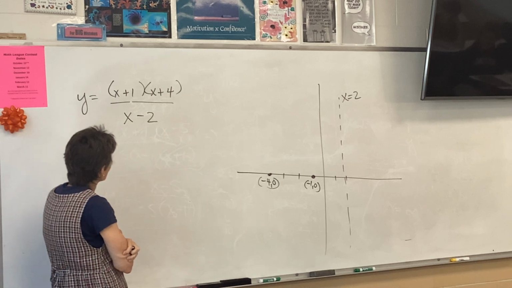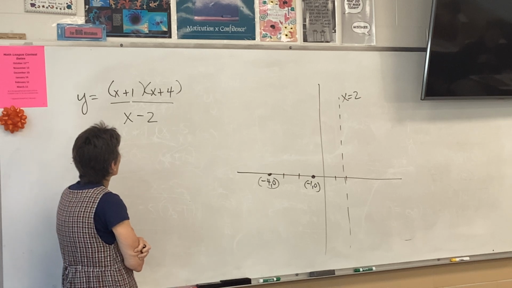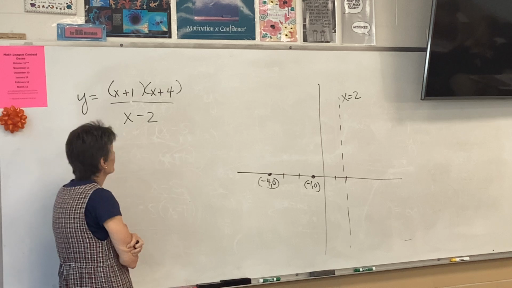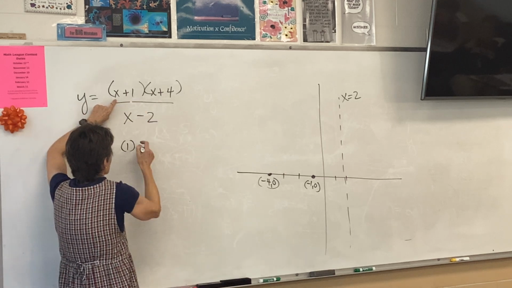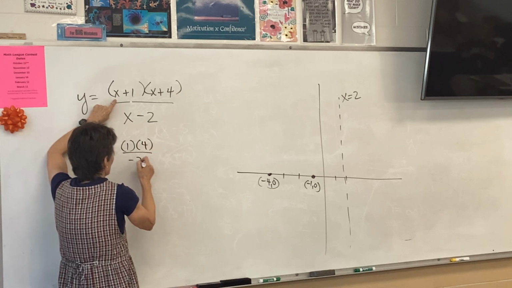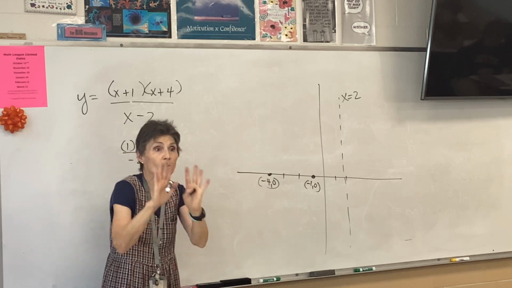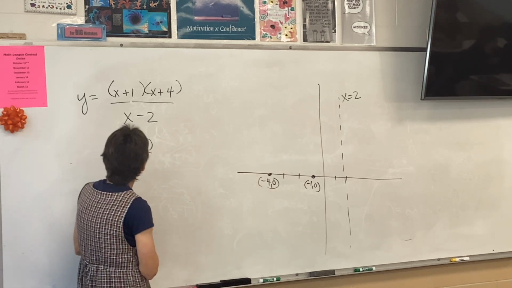What happens if I put in zero? 5 over negative 2. Wait, how'd you get 5? 0 plus 1, if I put in 0, I get 1 times 5 over negative 2. Yep, negative 2. Remember, factors mean we're multiplying, right? We're not adding, we're multiplying. So what is that, -2?